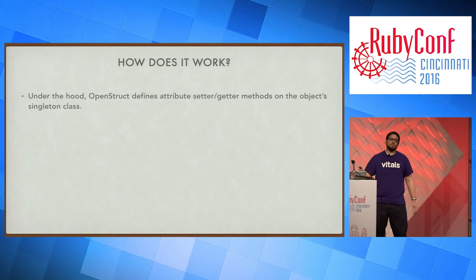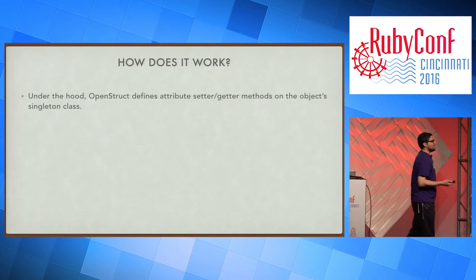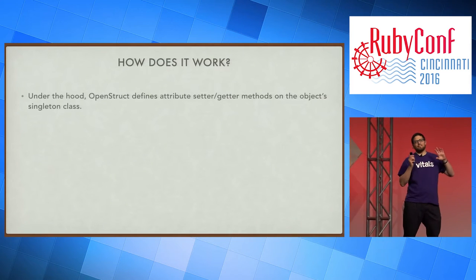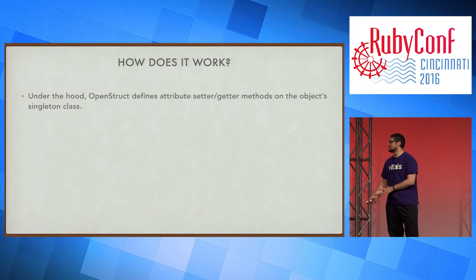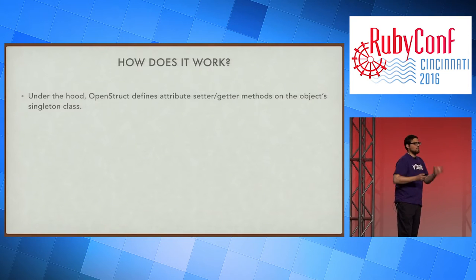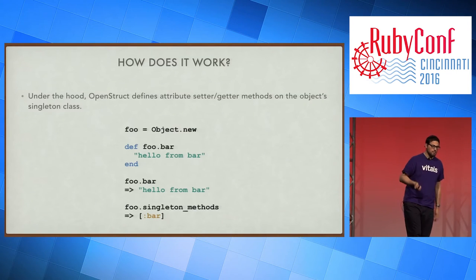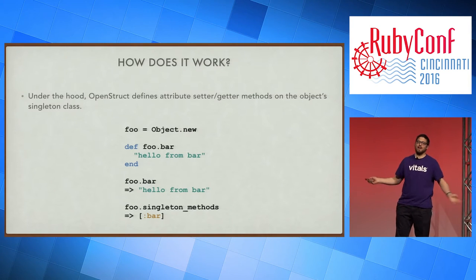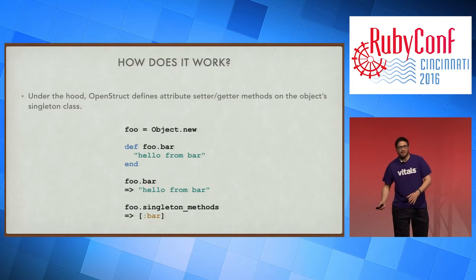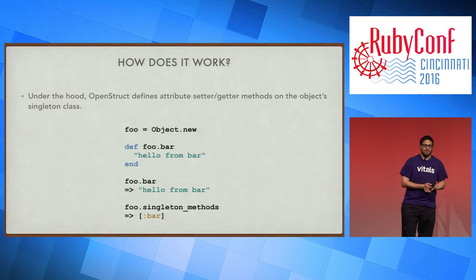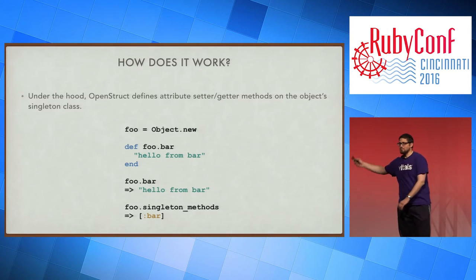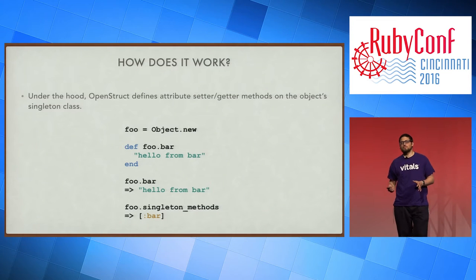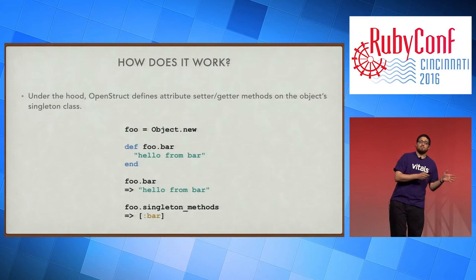Well, under the hood, OpenStruct defines attribute setter and getter methods on the object's singleton class. Now, I know that not everyone is necessarily familiar with singleton classes, or you might be a little fuzzy on it, so here's a quick refresher. In Ruby, if you have an object, in this case we'll call it foo, but it could be any object of any class, you can define a method that exists just for that object. So in this case, we define a .bar method just for the foo object, we can call it, and if we call foo.singleton_methods, we'll see that the singleton method bar has been defined on foo.